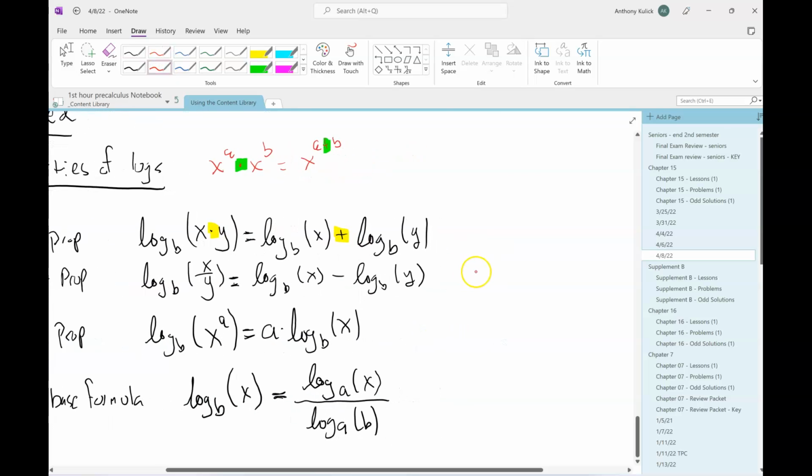So similarly here, remember for exponents, if we had x to the a divided by x to the b, that's x to the a minus b. Same idea. So division inside the logarithm turns into subtraction outside the logarithm. For exponents, we have division outside the exponents turns into subtraction in the exponent.